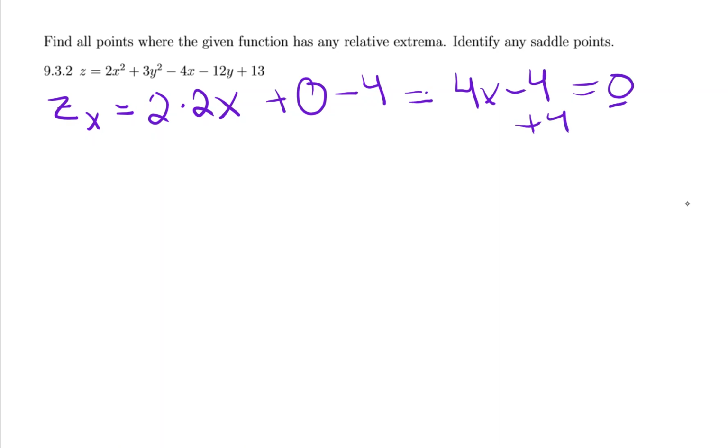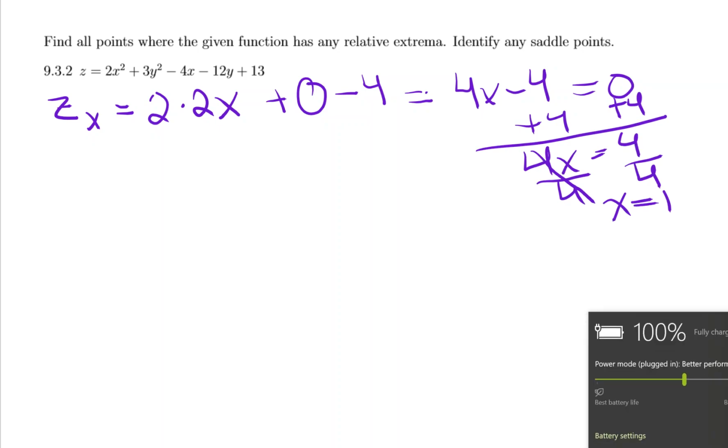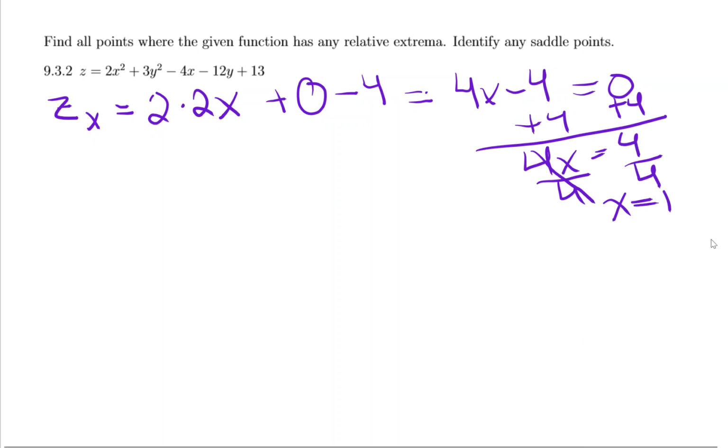which if we set that equal to 0 and then solve, will give us x being 1. So there's part of it. Remember, these are defined with x and y, so that means that I will also need to know the y derivative value in order to have a complete point.